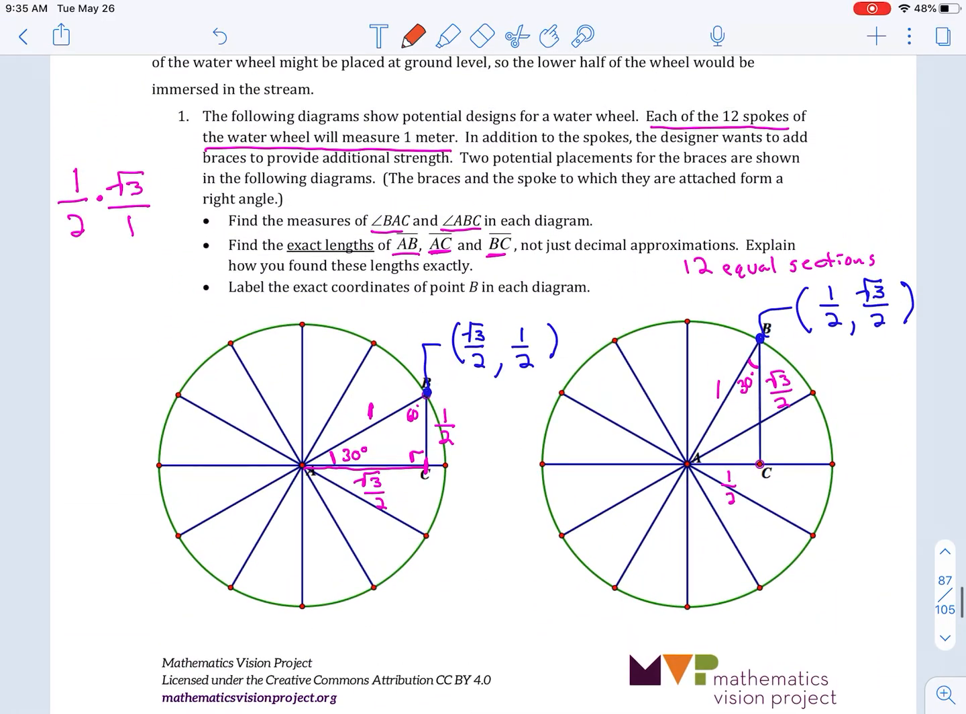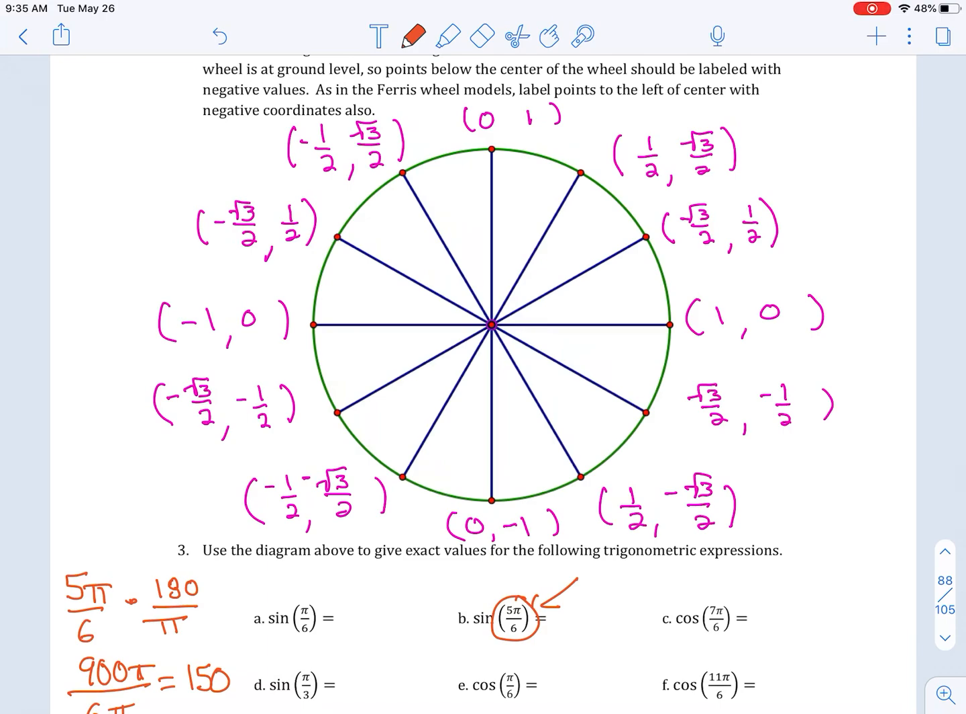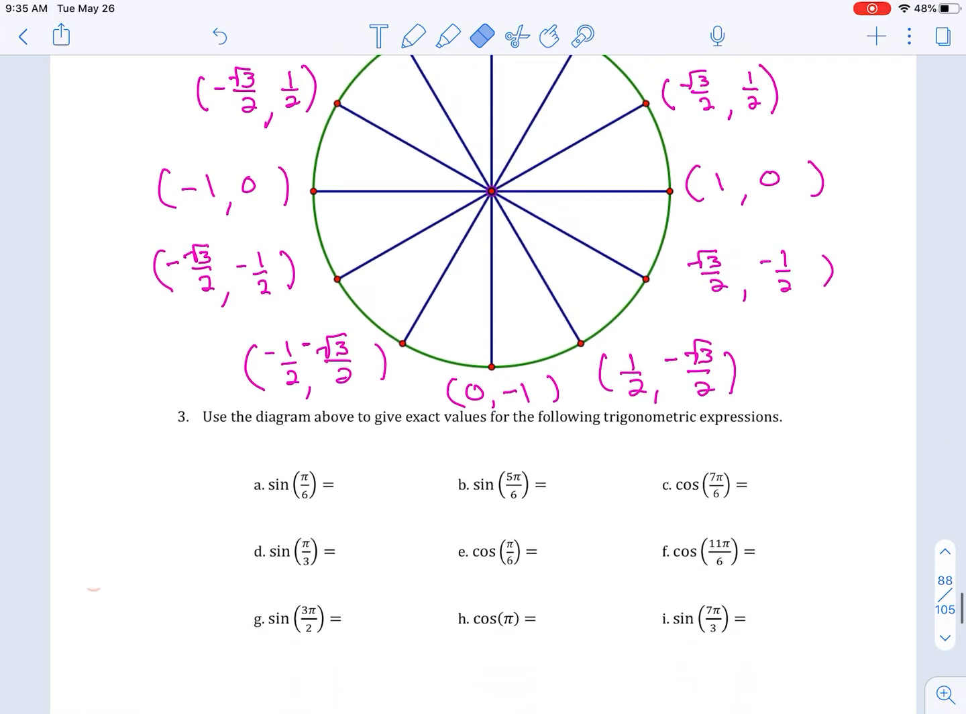Okay, so in the first video, we talked about how we got each of those coordinates in the unit circle, and now we are going to explore a little bit more about this unit circle on problem number 3. Use the diagram above to give exact values for the following trigonometric functions. Sine pi over 6. Okay, so this might seem a little weird, like how could I ever find just the sine of something weird like pi over 6?